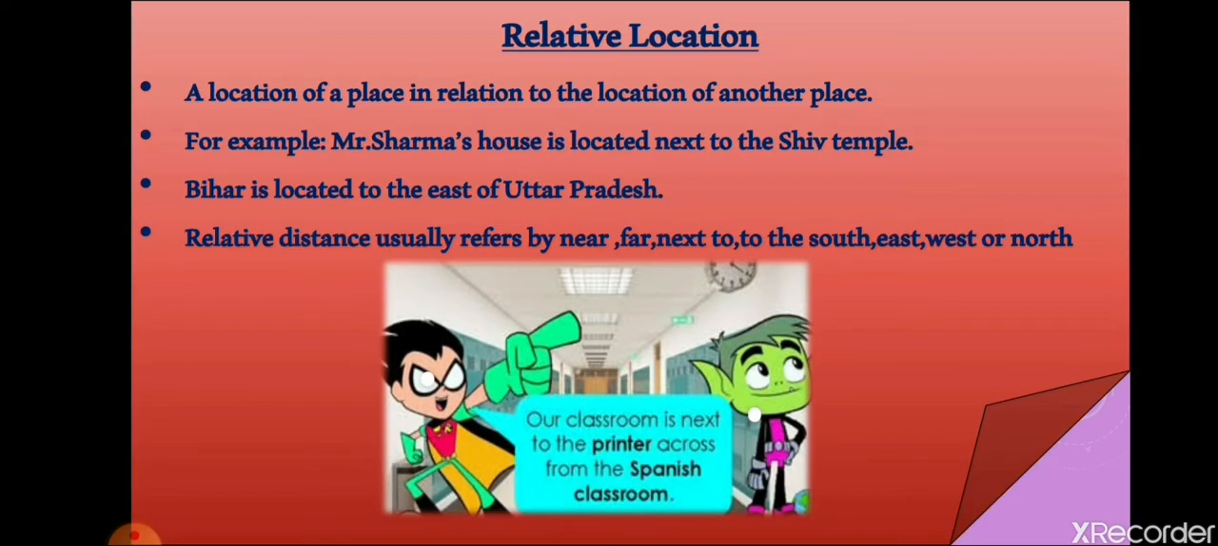Now what is relative location? Whenever we give a particular location with respect to, or with the help of, another location. Like someone asks you, where is your house? You will say that my house is next to this temple, or next to the police station. For telling the address of your house, you are using another place. This is relative location. When we relate two locations, that is relative location: the location of a place in relation to the location of another place.